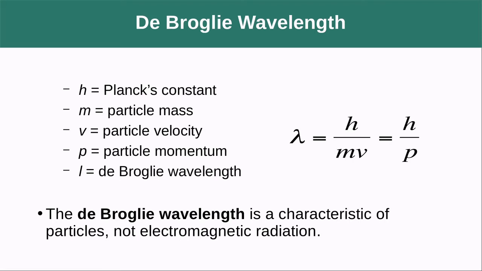And the de Broglie wavelength is described mathematically here. It's Planck's constant divided by the mass of that particle times the velocity of that particle, or Planck's constant divided by the momentum, because mass times velocity is equal to momentum. This wavelength is a characteristic of a particle, not actually electromagnetic radiation like we saw wavelengths be before.